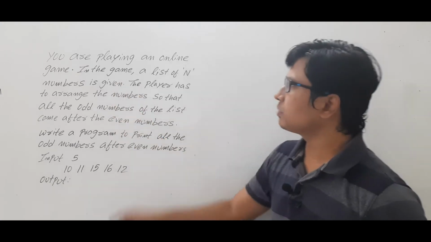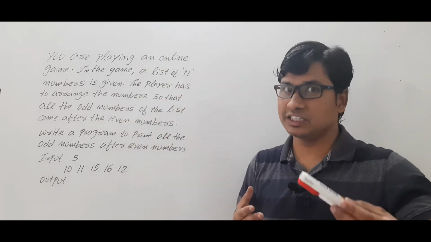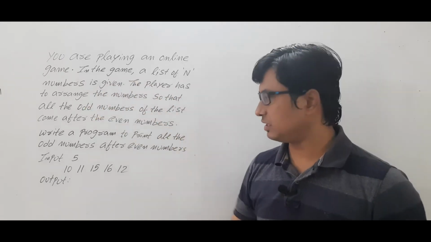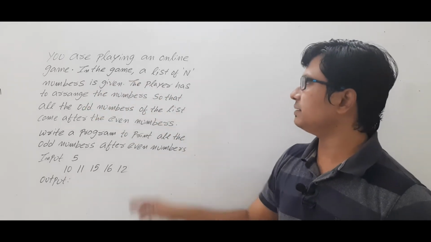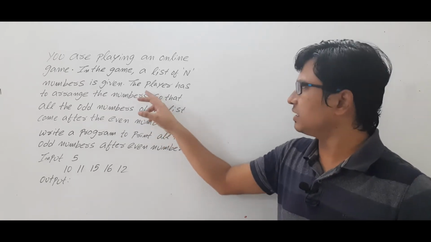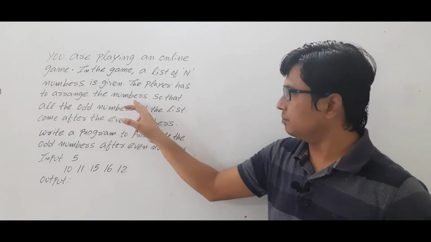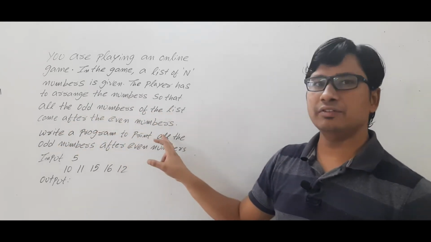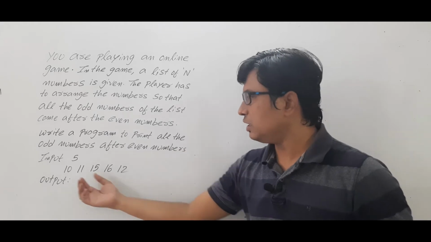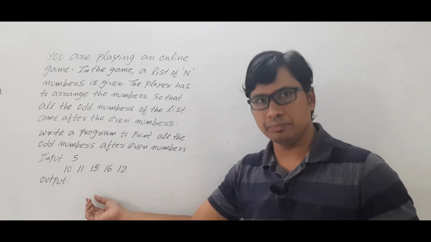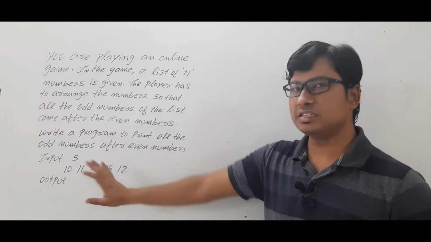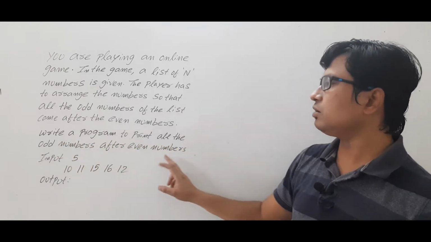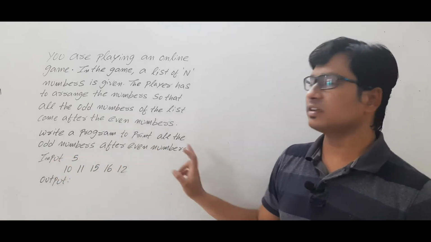Look at the question. You are playing an online game. Everyone is interested to play the online games. In the game, a list of n numbers has been given. The duty of the player is to arrange the numbers so that all the odd numbers of the list come after the even numbers. So you have to display all the even numbers, then all the odd numbers from this given list. That is what they are asking us to do. Write a program to print all the odd numbers after even numbers.